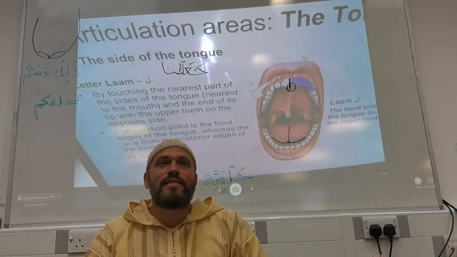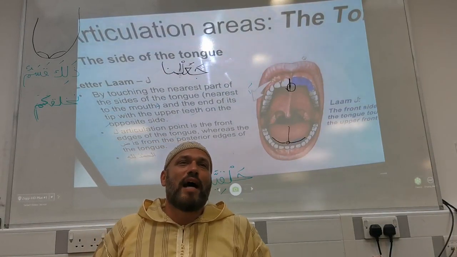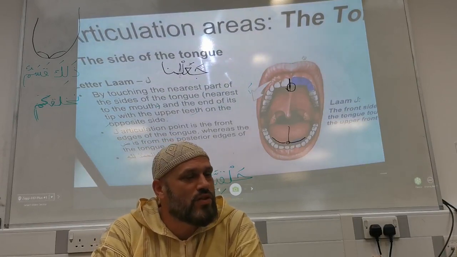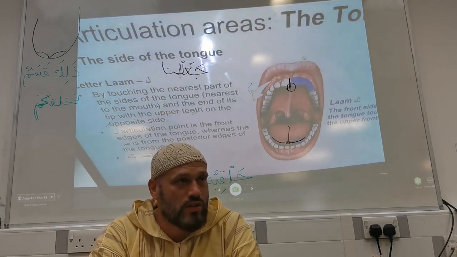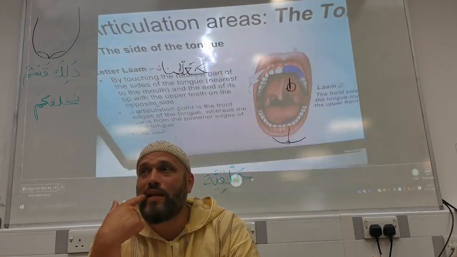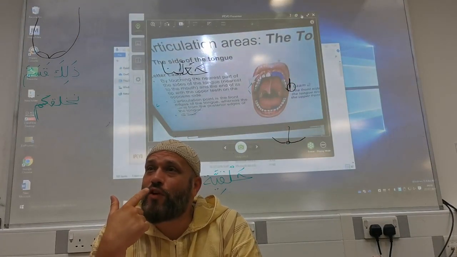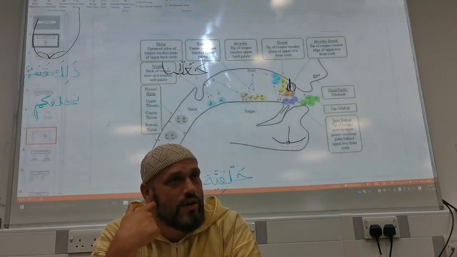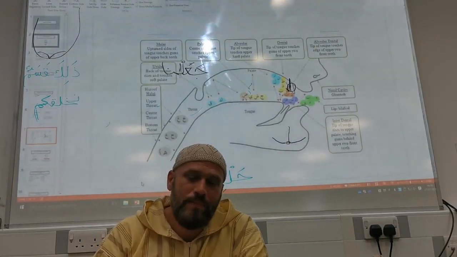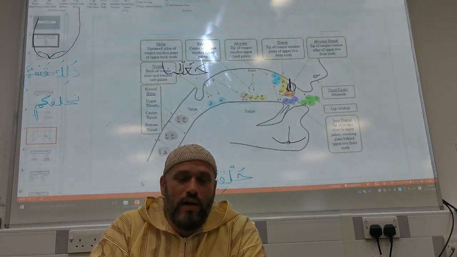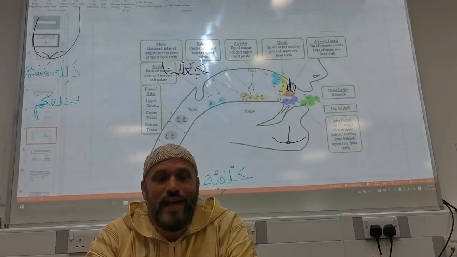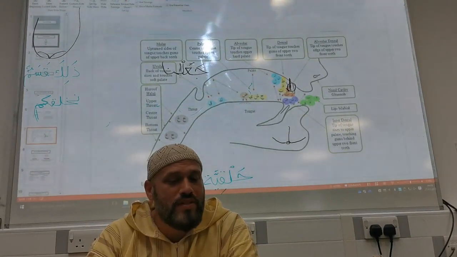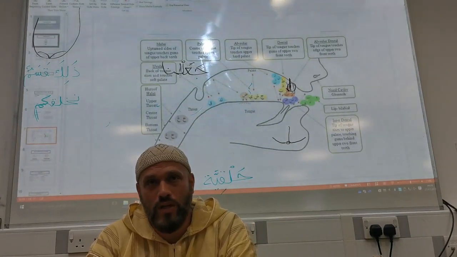So, some say it's the side of the tip of the tongue, and some say it's the side of the tongue. Then it would be the first side of the tongue, and the dhaad would be the last two thirds of the tongue. Anyway, the lam articulation point is the front edges of the tongue, whereas the dhaad is from the posterior edges of the tongue. Okay?